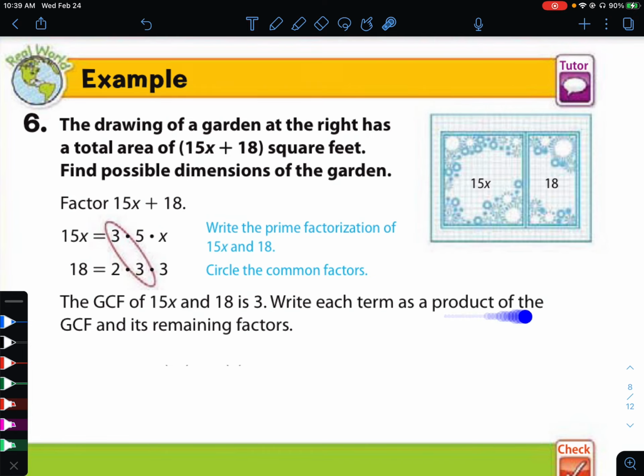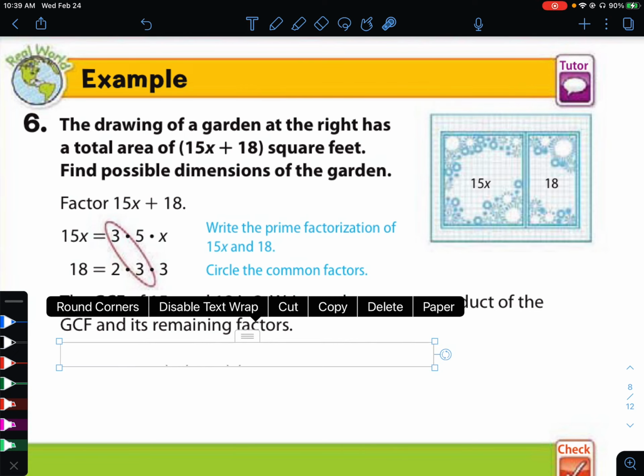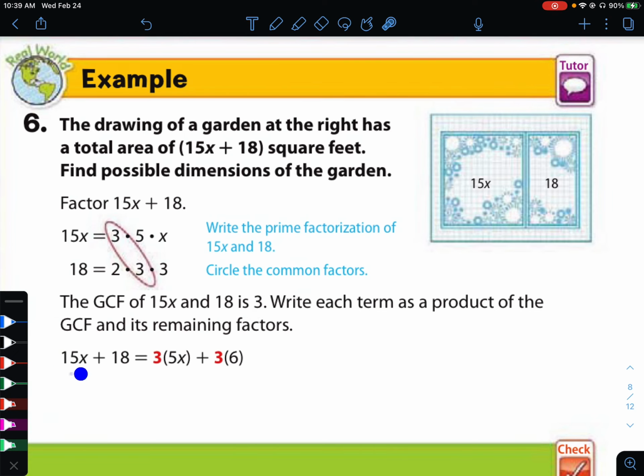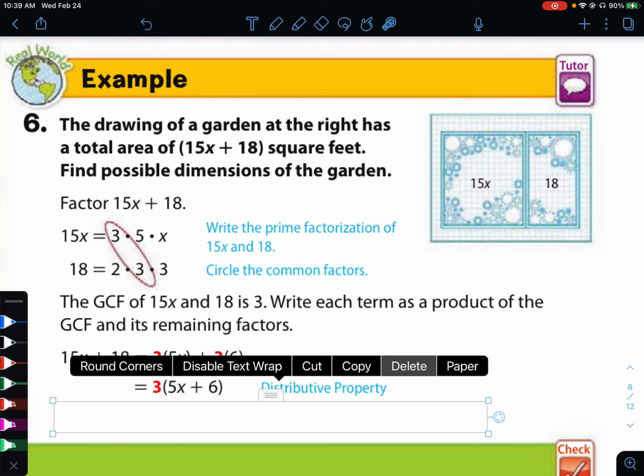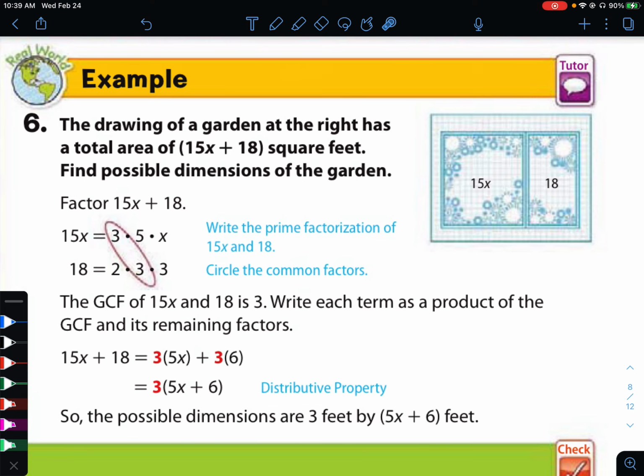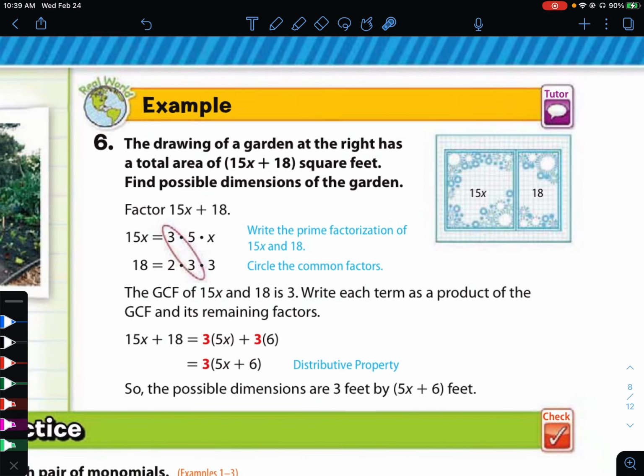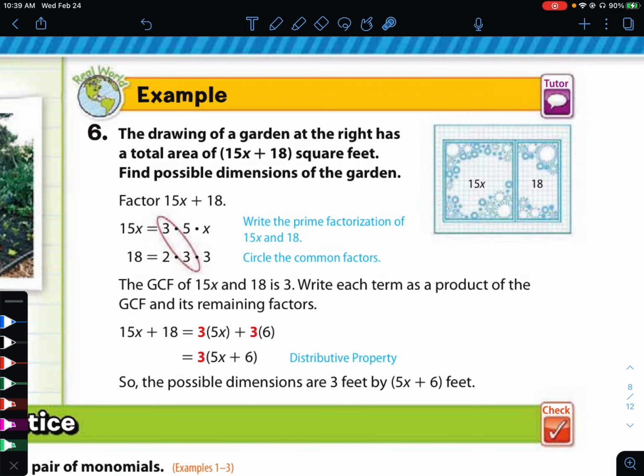Now, to be able to write each term as a product of the GCF and its remaining factors, we take 3 out. We rewrite our 15x plus 18 to become 3 times 5x plus 3 times 6. Using the distributive property, this goes out of the parentheses. These two remain inside. Then you now have 3 times the quantity 5x plus 6. So the possible dimensions are 3 feet by 5x plus 6 feet. Okay? So that's the end of example 6.